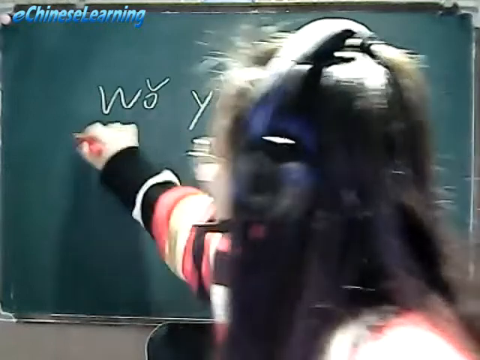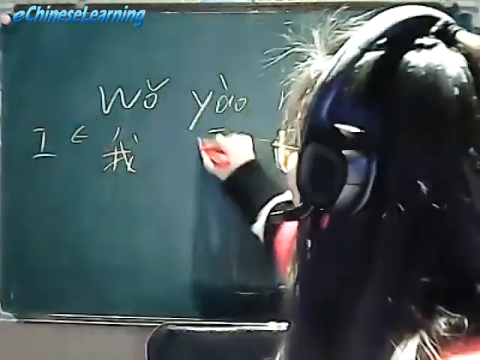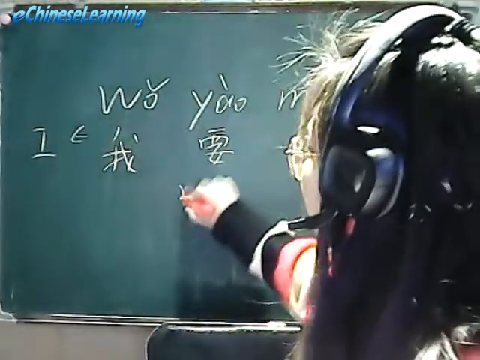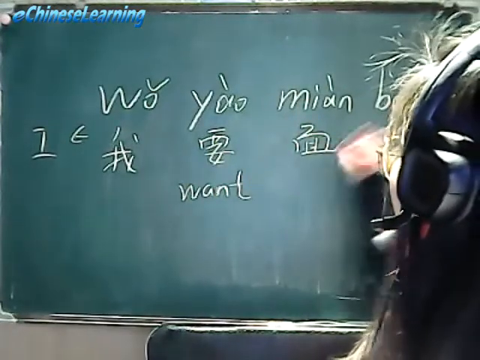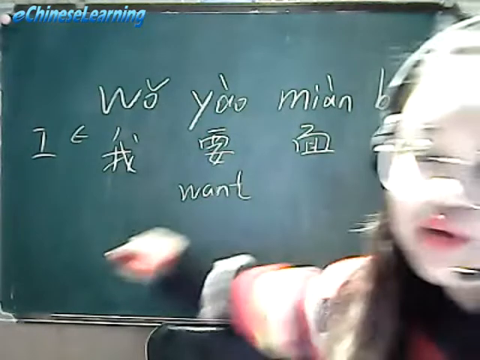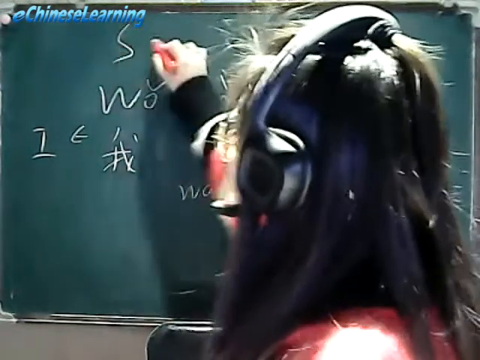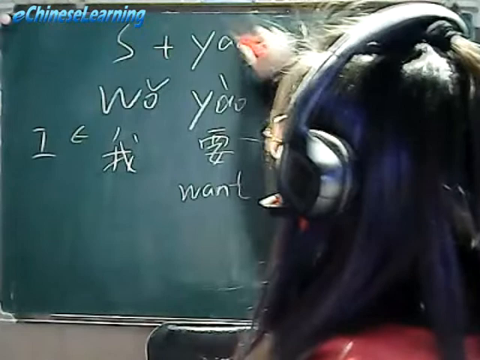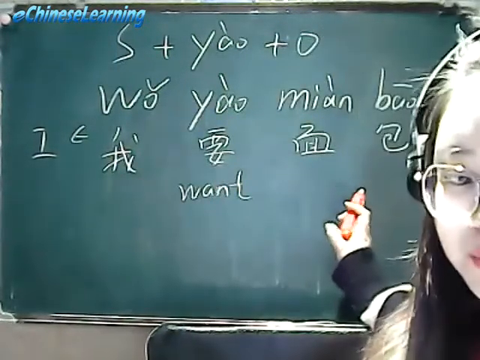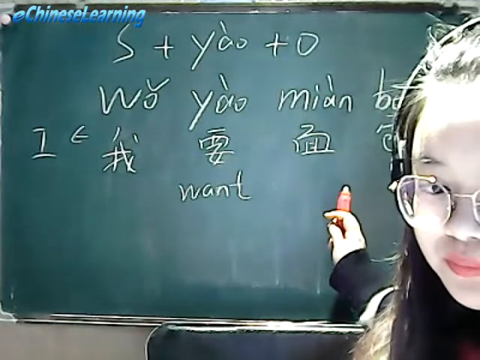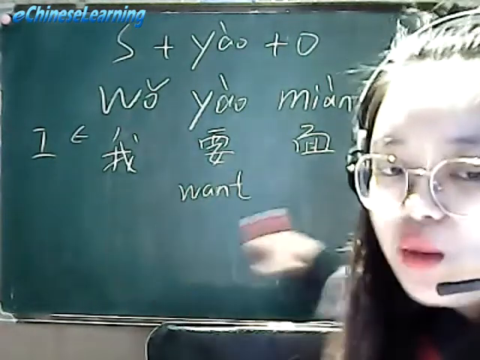And 我 means I, and 要 means I want, and 面包 is bread. So the structure is simple: 我 is a subject, plus 要, and then plus an object. So 我要面包.